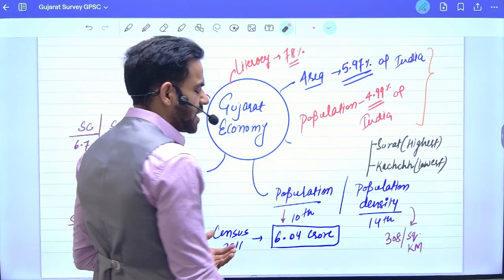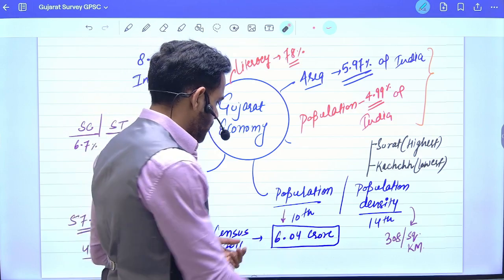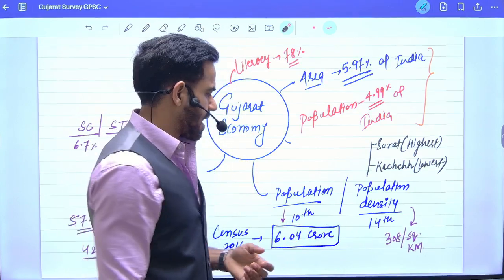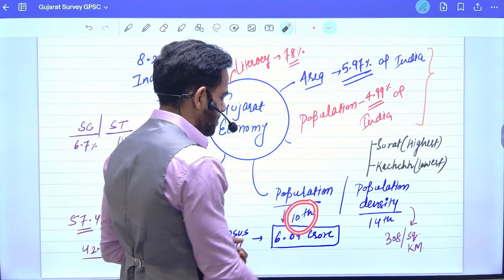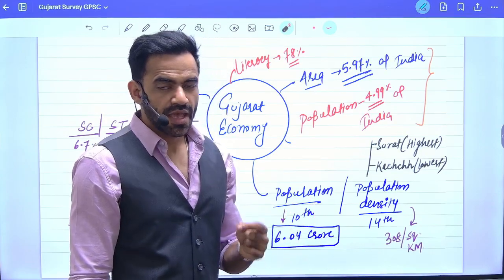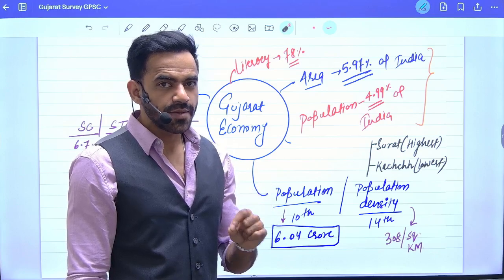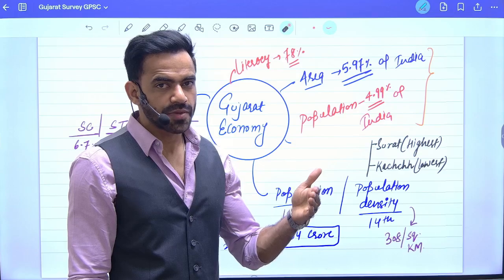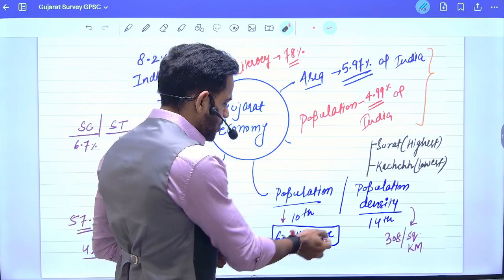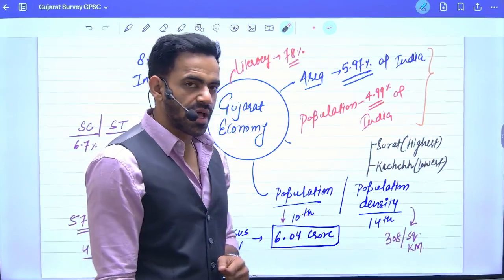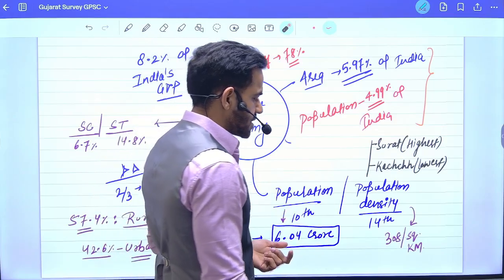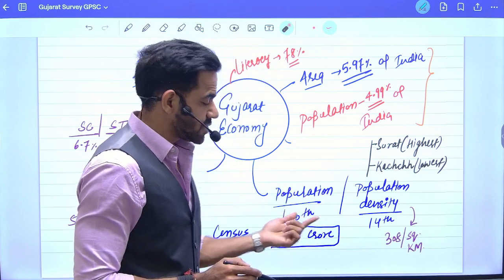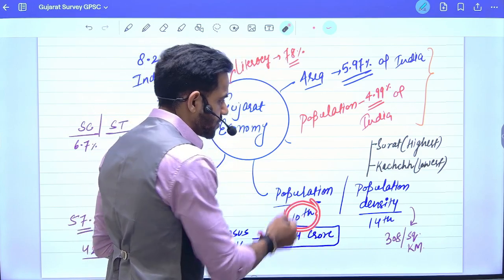Now, the total population of Gujarat is 6.04 crore. And in terms of population, it is on 10th position. Just for reference, in Bihar, the child population, only child population, is roughly 5 crore. The entire population of Gujarat is 6.04 crore. The population density is 308, and in terms of density, it is on 14th position. In terms of population, it is on 10th position.